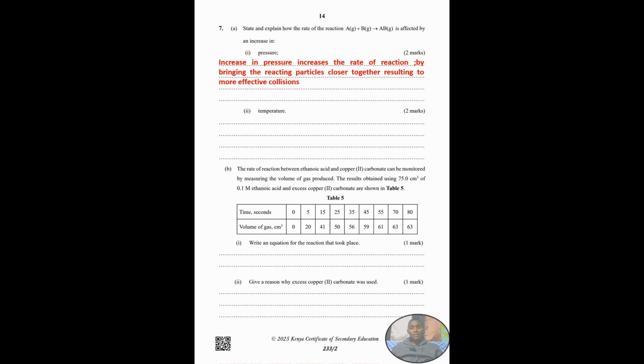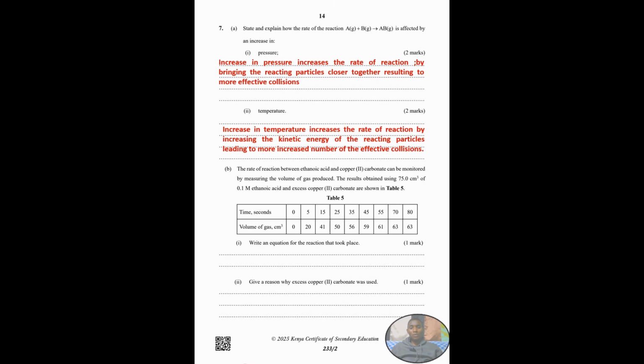That is a factor that affects the rate of a reaction, and this will only affect gases. Temperature: how does temperature affect this kind of reaction? We know that temperature increases the kinetic energy of the reacting particles. Once the kinetic energy of the reacting particles increases, the effective collisions also increase, and that automatically increases the rate of the reaction. So we say increase in temperature increases the rate of reaction by increasing the kinetic energy of the reacting particles.